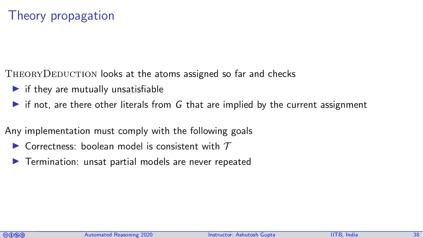Any implementation must comply with the following goals. Correctness means that the Boolean model is consistent with T. If the procedure terminates and theory deduction says all is good, then the Boolean model must be consistent with the theory T. Termination means the partial model should never be repeated. The conflict clause returned by the theory deduction should be powerful enough that the same partial models are not tried again.